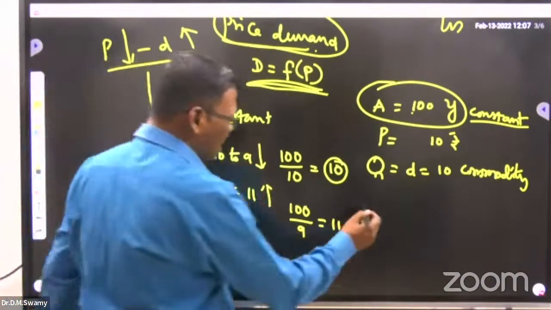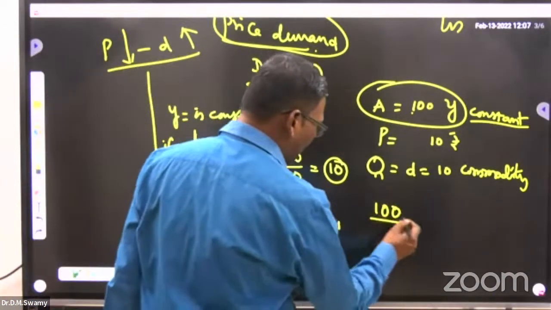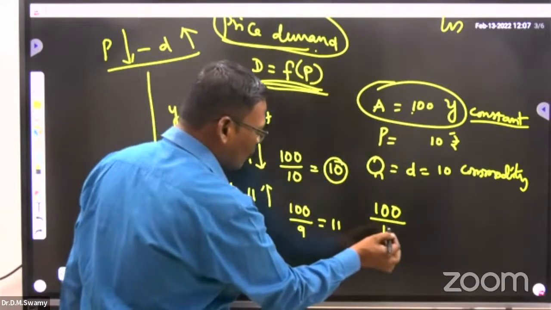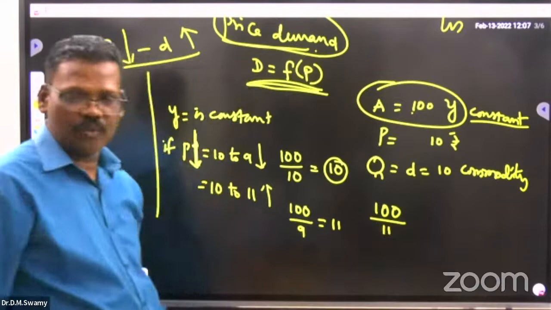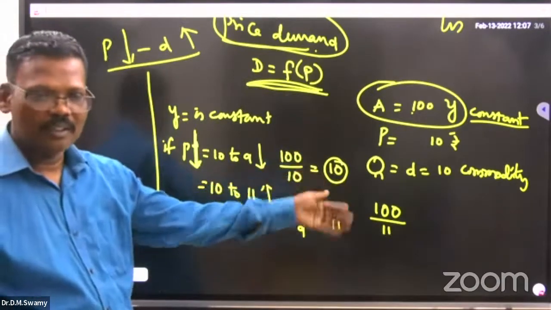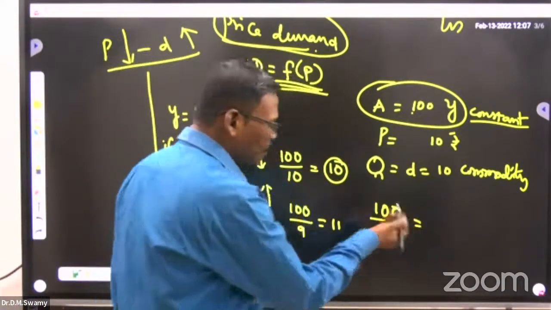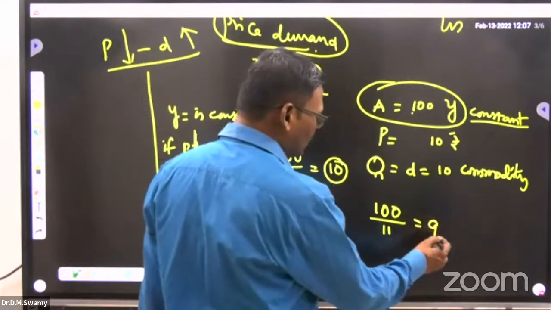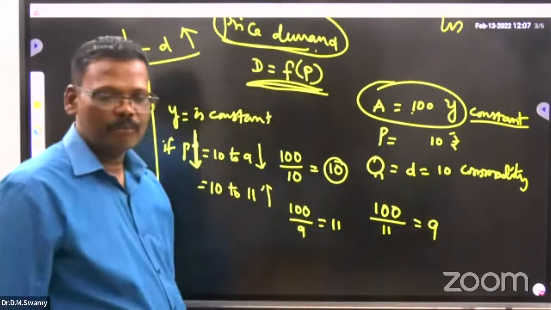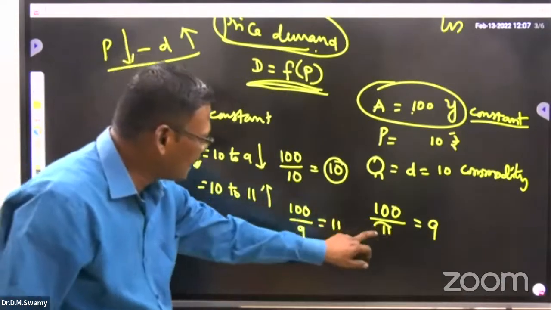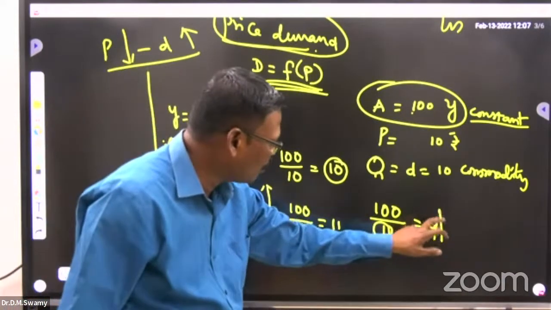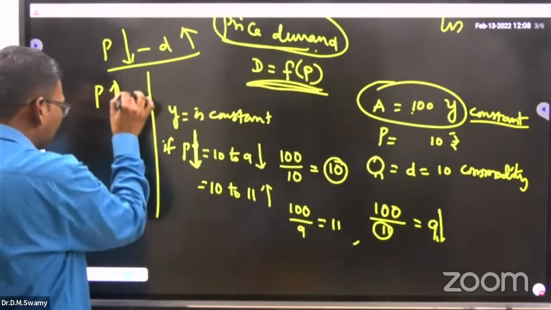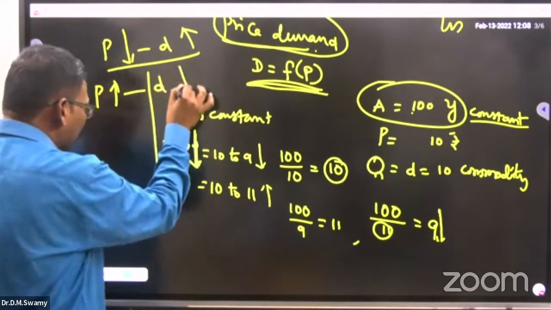Suppose your income is 100 rupees, it is constant, but the price increased from 10 rupees to 11 rupees. How many goods can you purchase? You can purchase around 9 commodities only. So that means when the price increases, what happened? The demand for the goods decreases. So if the price increases, the demand for the commodity is going to decrease.